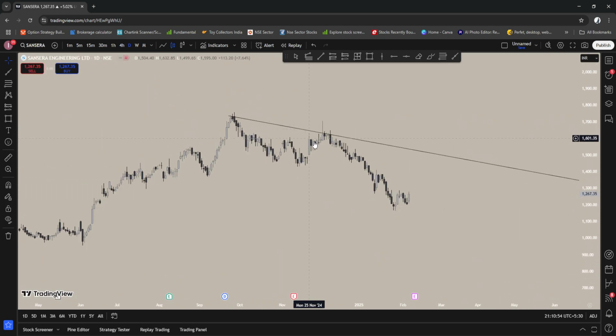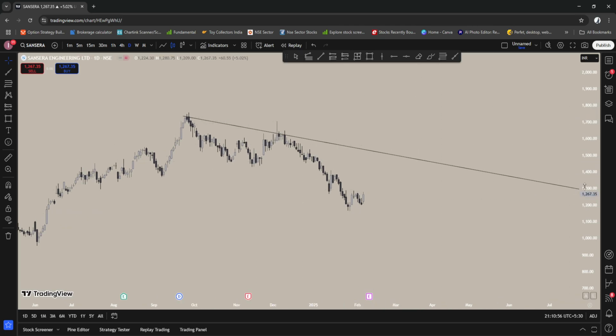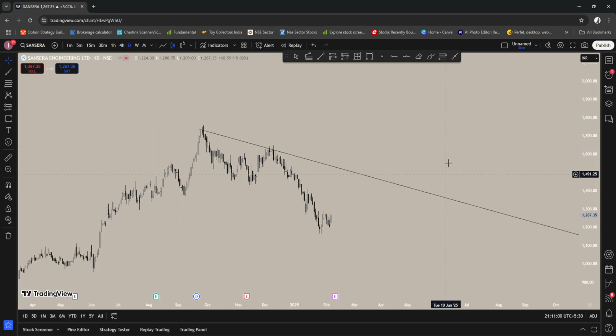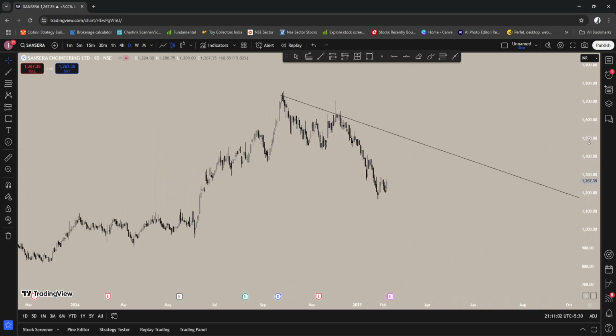Now according to me, this is a valid trend line, because it started going down. Only when this breaks, I will enter. Till then, I don't have any trades in this.